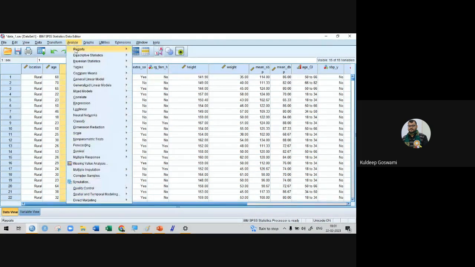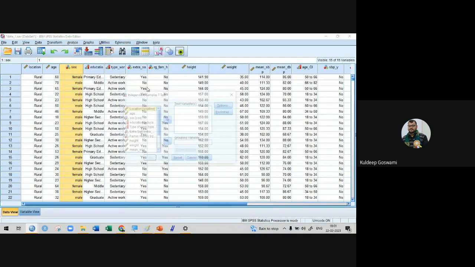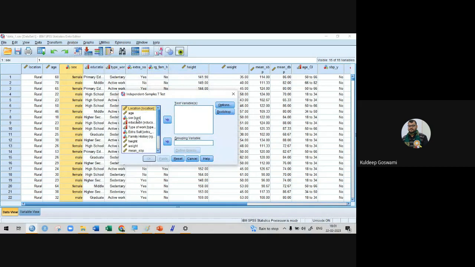Now go to Analyze, Compare Means, Independent Sample t-test. Click on that. First, input the mean SBP into the test variable, then insert the sex into the grouping variable. After that, you have to define the groups. Again, insert the mean systolic blood pressure in the test variable and insert the sex in the grouping variable.